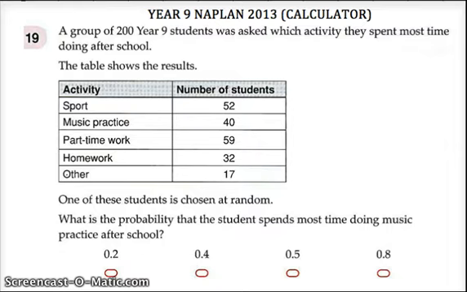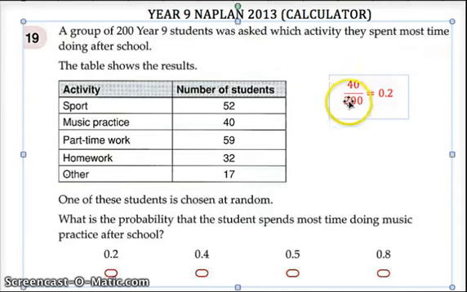Now, make sure you read the question carefully because they tell us that we have 200 Year 9 students. So you don't need to add these all up, but if you did add all these numbers up from 52 all the way down to 17, you would get a total of 200 students. So if one of them is chosen at random and you want the probability that the student spends most time doing music, we can see that 40 students out of 200 do music. So we've got 40 out of 200. So remember writing the probability as a fraction.